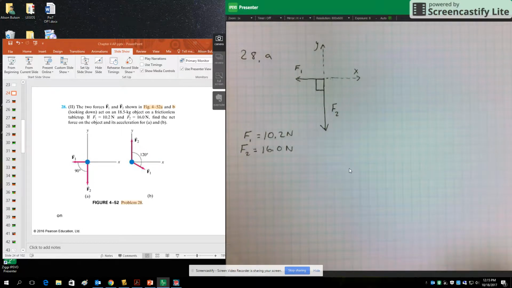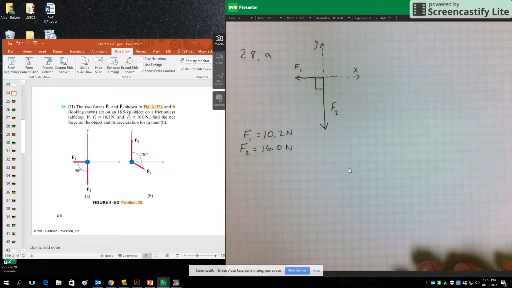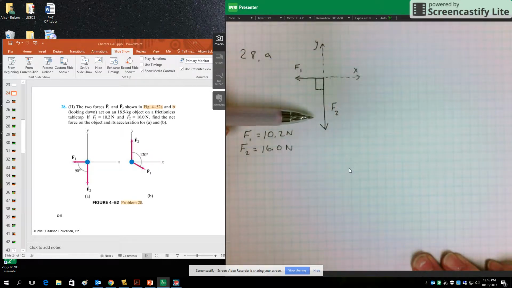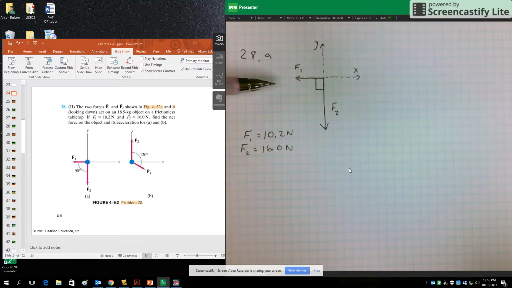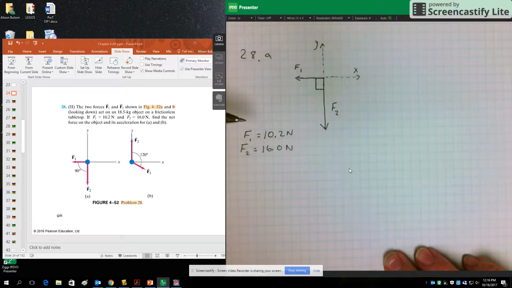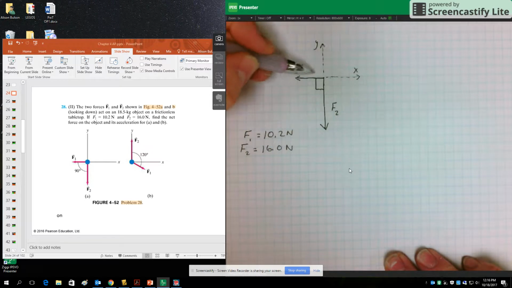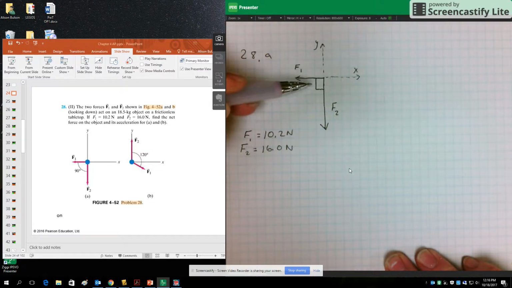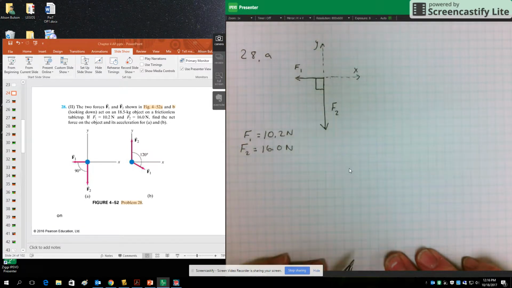Okay, so ignoring those up out of the page and into the page forces, F1 and F2 in part A will cause a net force because they are not in balance and they're at right angles to each other. So we need to find the net force on the object and its acceleration. F1 is 10.2 newtons long and F2 is 16.0 newtons long.